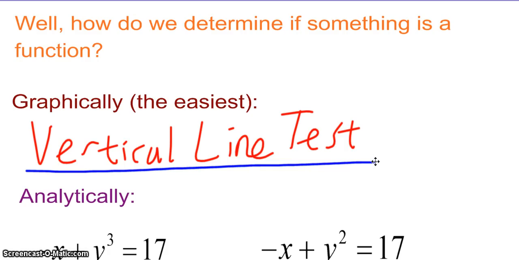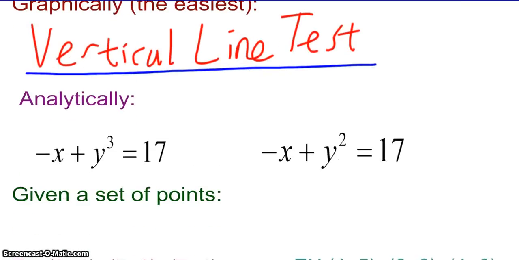And I'm not going to give you an example of this. Hopefully you guys remember. If you have questions on this, please ask me in class. But basically we're looking for, does a vertical line cross the curve more than once? If it does, then it's not a function. If it doesn't, then it is a function. Okay, well, what if we're not given the graph? What if we're given the equation of the relation?